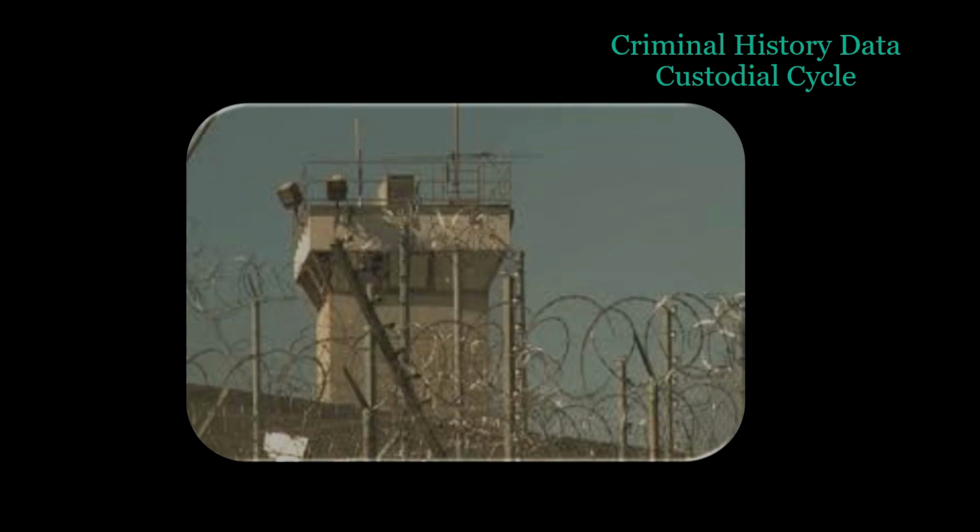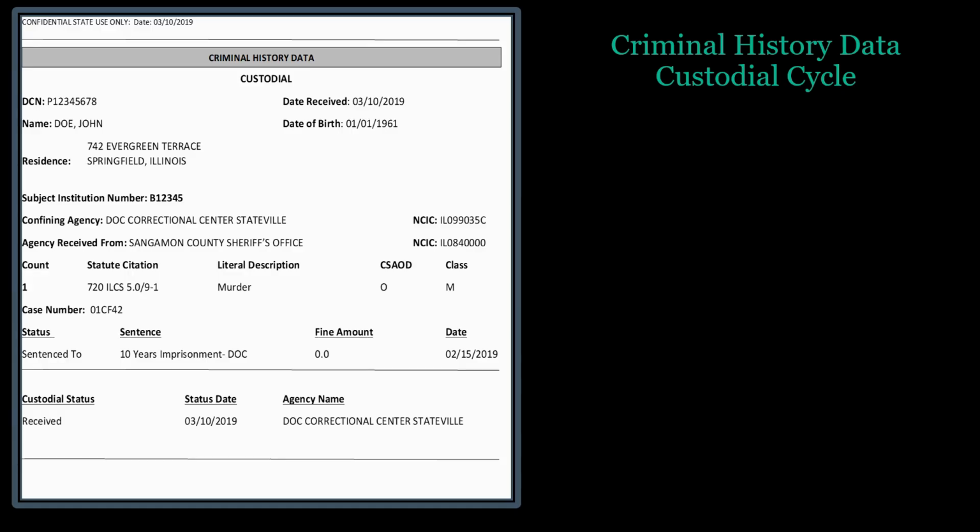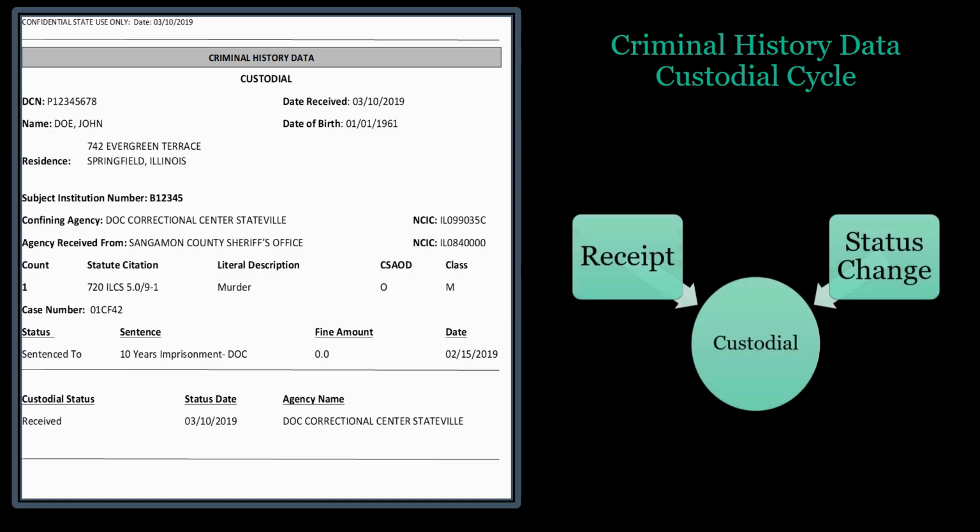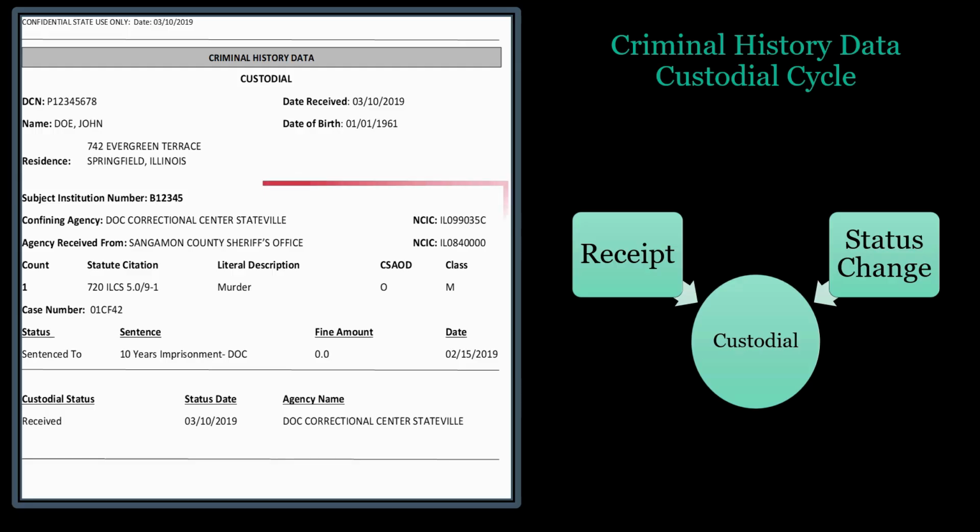We will now move on to the custodial cycle of the Illinois rap sheet. If the subject spent time in the Department of Corrections or was sentenced to a county jail, you will see information in the custodial cycle portion of the rap sheet. The fields in this cycle are very similar to those present in the arrest cycle of the rap sheet. The custodial cycle consists of two sections, the first being the custodial receipt section, followed by the custodial status section.